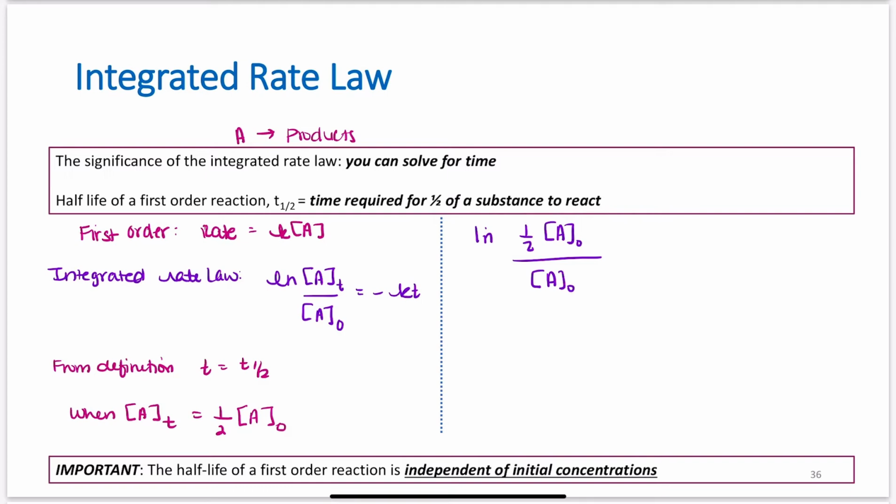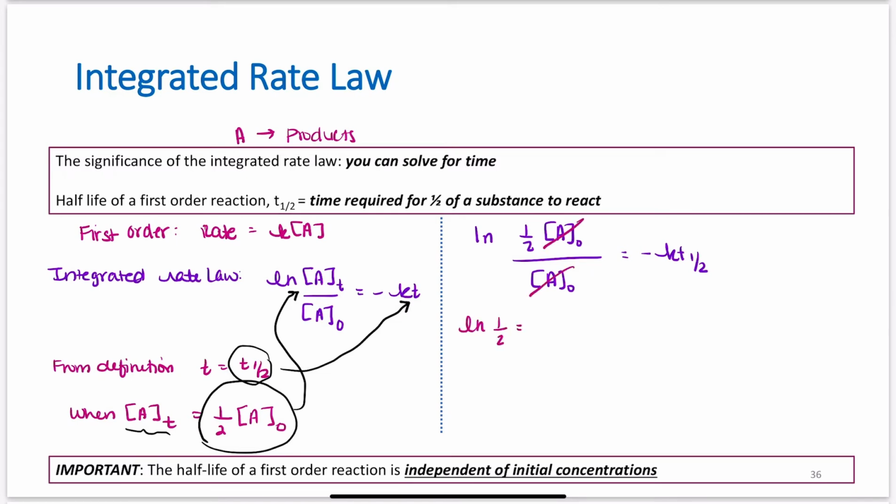So all I've done here is substituted this in for A at T into this equation. This equals negative K T to the 1/2. So instead of just writing T, I'm writing T to the 1/2 for my T. Simplify this equation. Natural log of 1/2 is equal to negative K T to the 1/2.